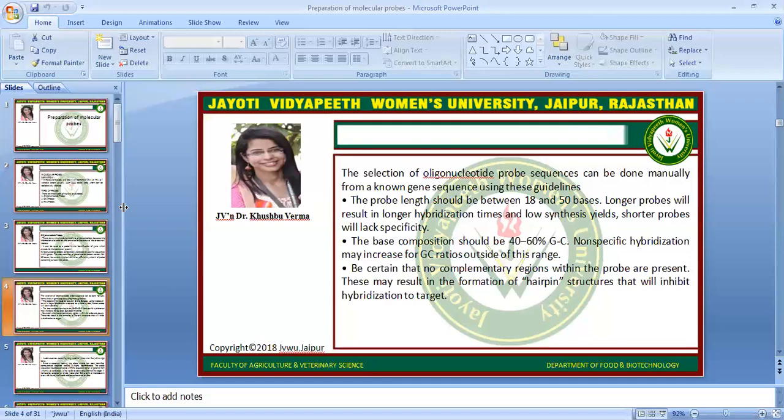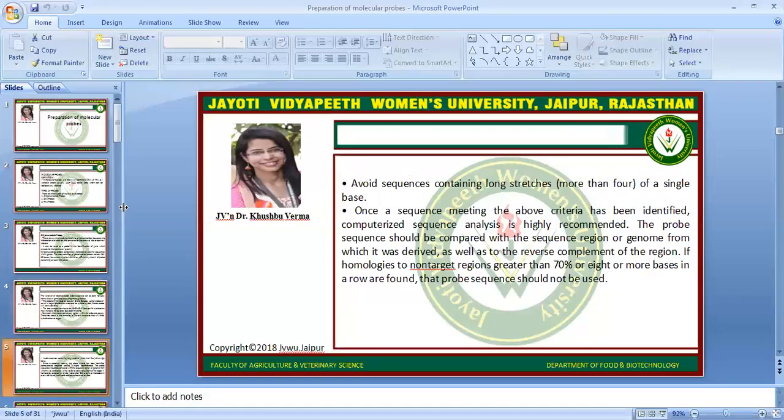It means if probes have any complementary regions, they will form self-complementary regions and make hydrogen bonds between them, and then they will create hairpin-like structures on their own. So they will not have any free region for binding to the target region, so they will make hairpin structures. So we have to avoid complementary regions in probes.